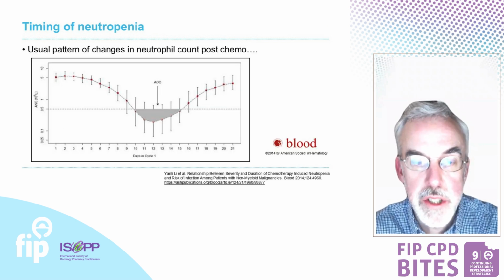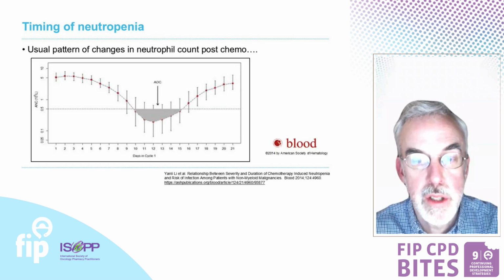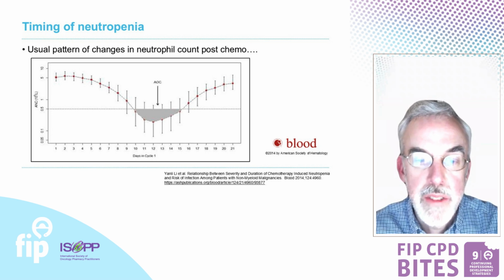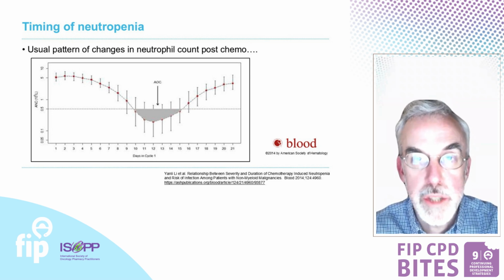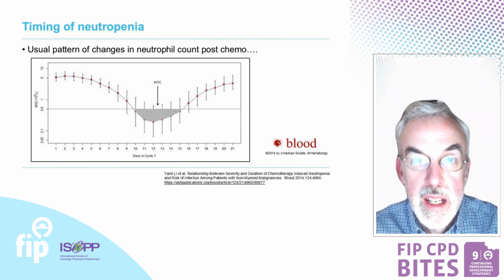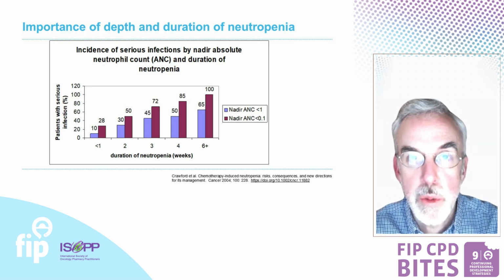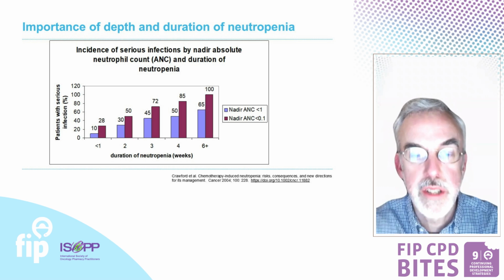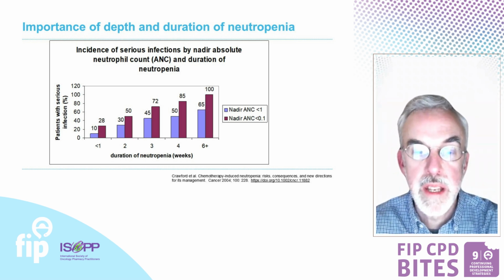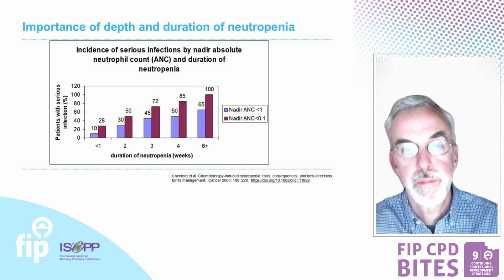This slide nicely illustrates the most common pattern of neutrophil count following on from a dose of chemotherapy. The size of the shaded area, which measures the depth and duration of neutropenia, is critically important, as you can see in the following bar chart. It is noteworthy that even patients with a relatively short duration of neutropenia have a significant risk of serious infection, and that risk increases as the duration of neutropenia increases.